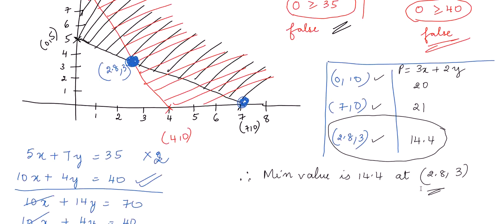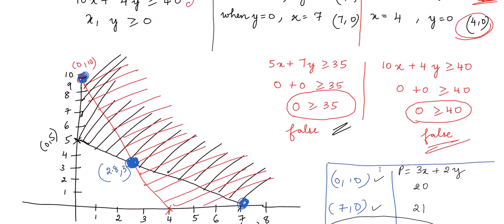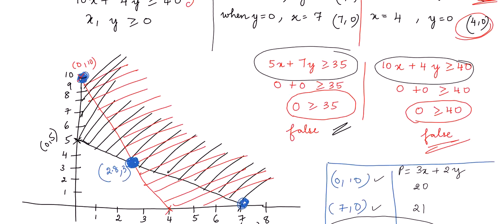Similarly, you can do the maximum problem. But check whether the conditions are true. When you substitute, if the condition is true, then you have to shade the region towards the origin. If the conditions are not true, like this particular problem where you got false, you have to shade the region away from the origin. Then you'll get the points.